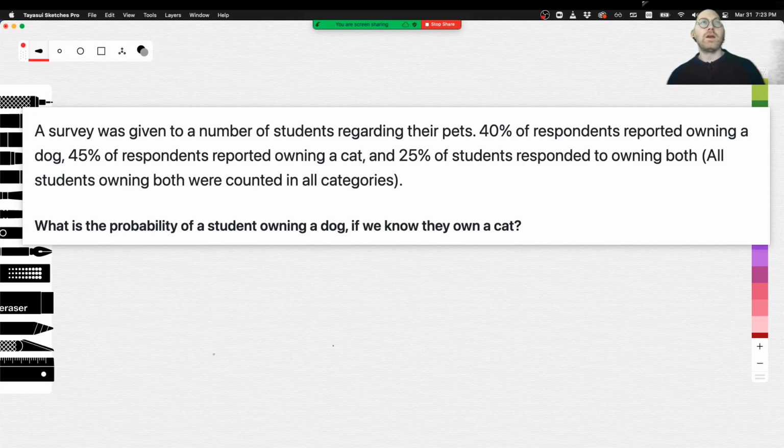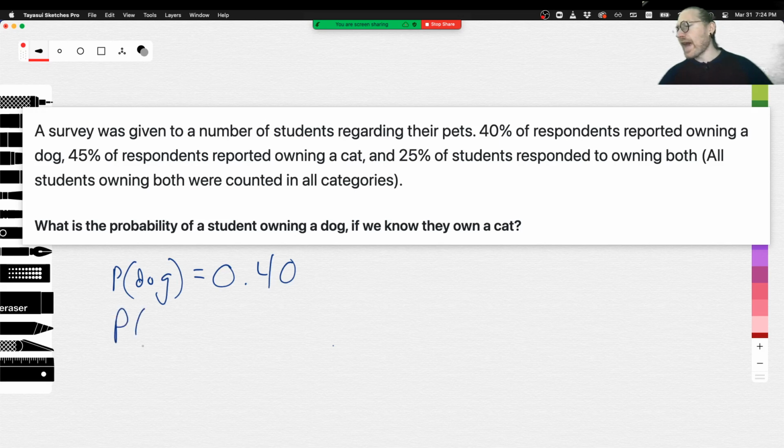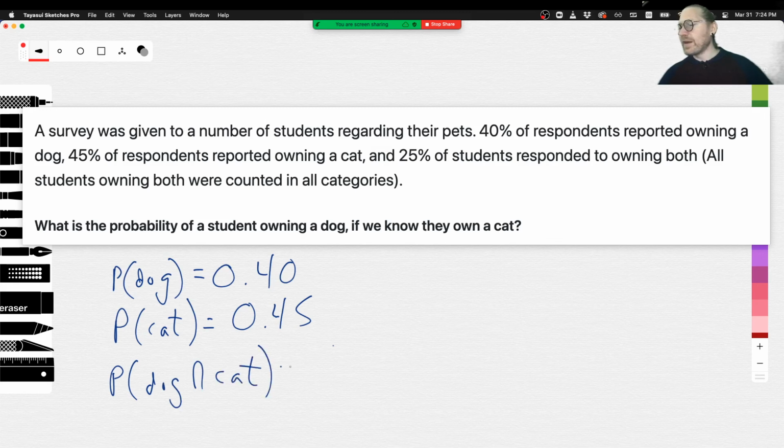So a survey was given to a number of students regarding their pets. 40% of respondents reported owning a dog. So, okay, this is 40% of all respondents, and we can start writing information down. The probability of dog is 0.4, right? 45% of respondents reported owning a cat. So the probability of cat is 0.45. And 25% of students responded to owning both. So that would be the probability of dog intersect cat, which would be 0.25.